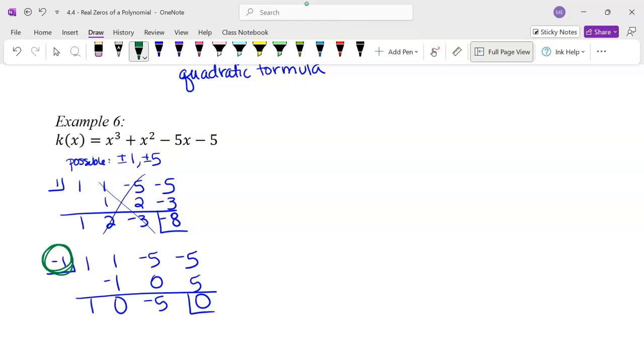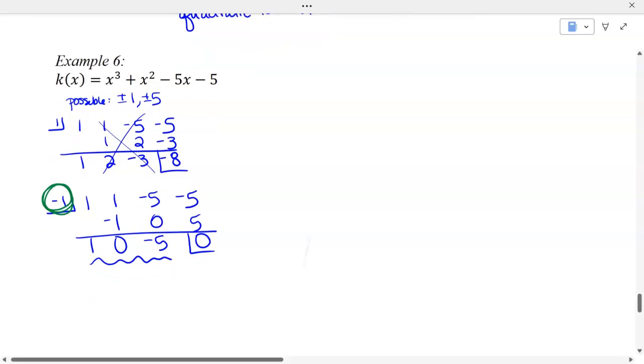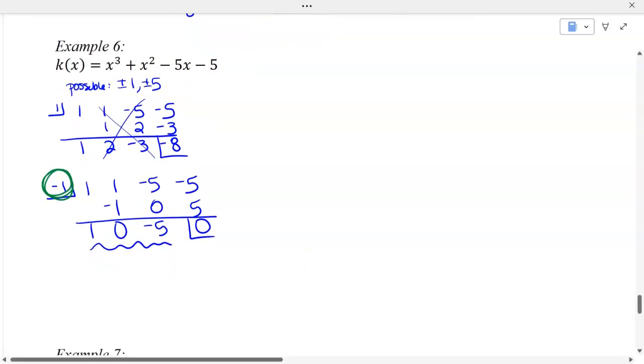Now, at this point, I could keep going, but what I would say, we started out with a cubic. And so if I take these coefficients right here and assign x variables to them, I'm going to get x squared plus 0x minus 5, or just x squared minus 5. And I want you to ask yourself if you can factor that. And the answer is no.